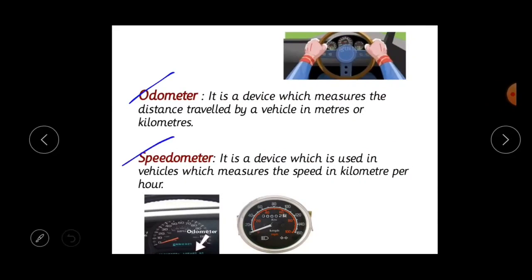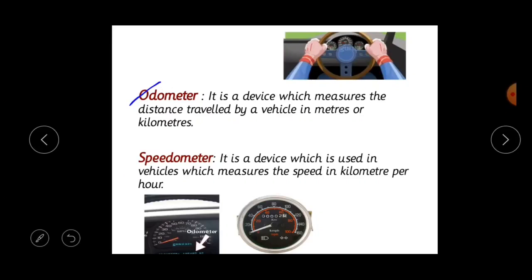Odometer and speedometer. Children, you might have seen a meter fitted on top of a scooter or a motorcycle, or similarly on the dashboards of cars and buses. One of the meters has kilometer per hour written at one corner. That is called the speedometer. First we'll study the odometer, then we'll go to the speedometer. These meters on the dashboard of cars and buses are called the odometer and speedometer.